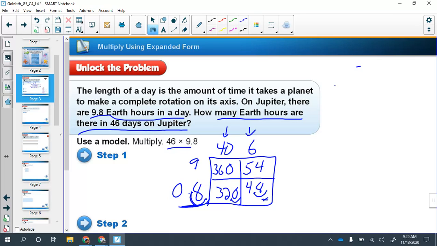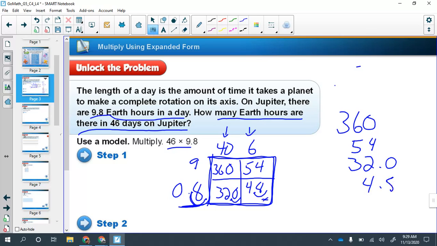So now we have these four products from breaking up both of our numbers and multiplying everything together. Now all we have to do is add it. So we add 360 plus 54 plus 32 and 0/10, and then 4 and 8/10. Remember, it's very important that we line up those decimals, and all of these whole numbers, right, they have a decimal too. We just don't necessarily have to write them.